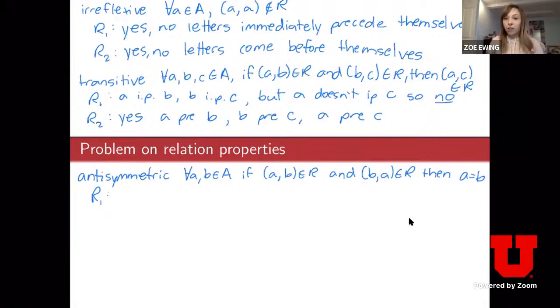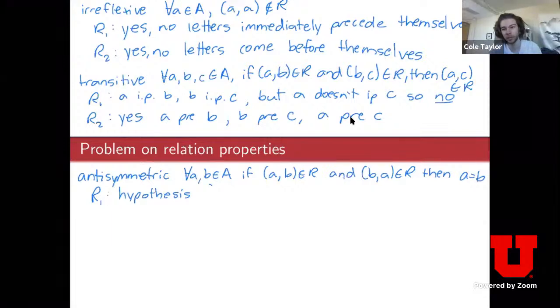Remember, the rules of implication still apply here. So the hypothesis fails. So yes, it is antisymmetric. All right. And what about R2? I think the hypothesis also fails on that one for the same reason.